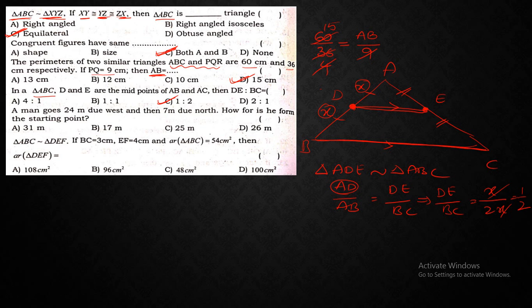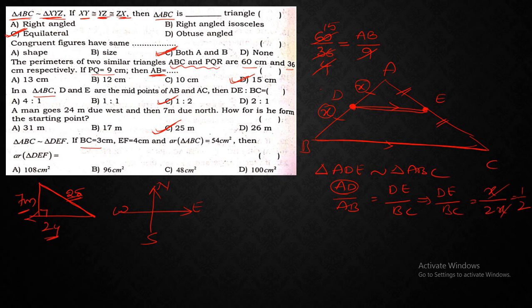Next, a man goes 24 meters west. I think we have already discussed this in some other video. This is north, east, south, west. He has gone 24 meters west and after that he has turned 7 meters to the north. He is asking to find the distance from the starting point. This is 24, this is 7. By using Pythagoras theorem we can say this length is 25 meters.